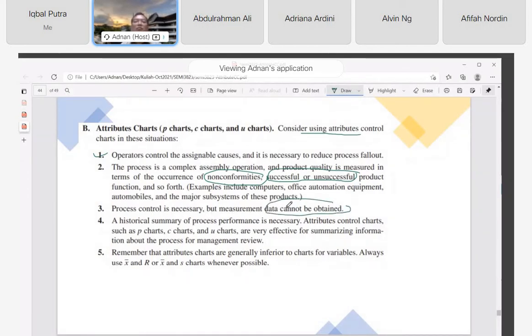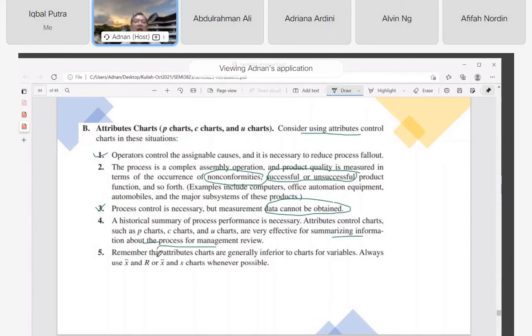Sometimes it's not possible to obtain the measurement data in terms of specific values for the parameter that we are measuring. So this is the only choice, use attribute. Historical summary of the process is necessary, such as P chart, C chart, U chart, which are very effective in summarizing information. Okay, remember that attribute control charts are generally inferior. You have to understand this.